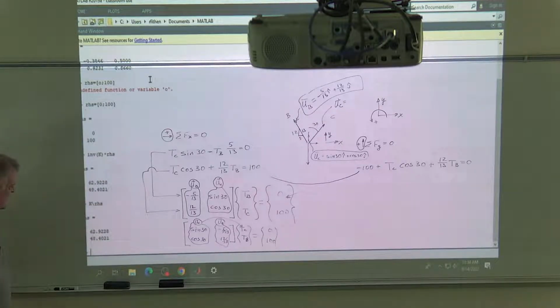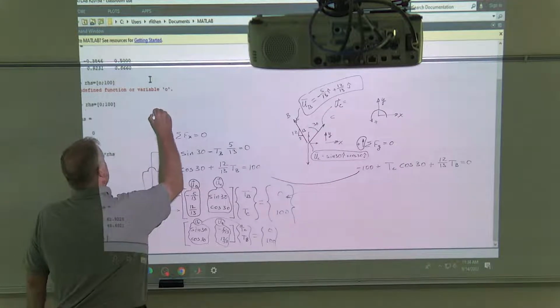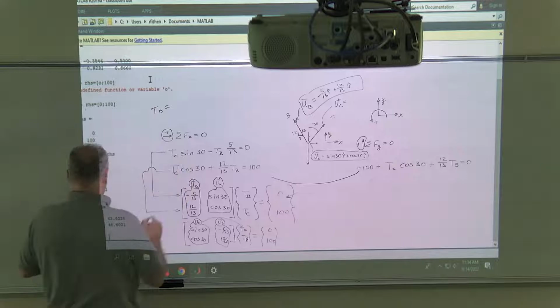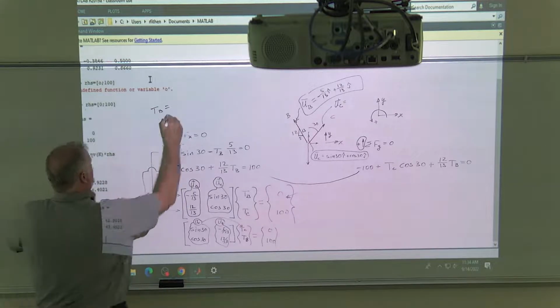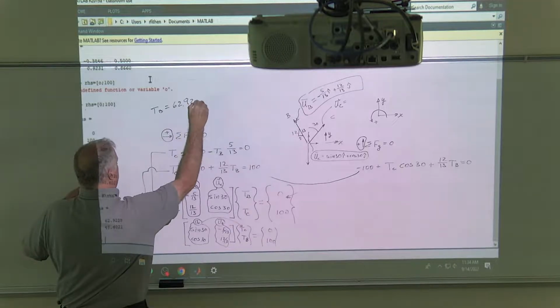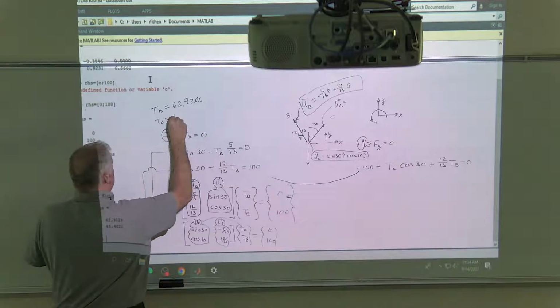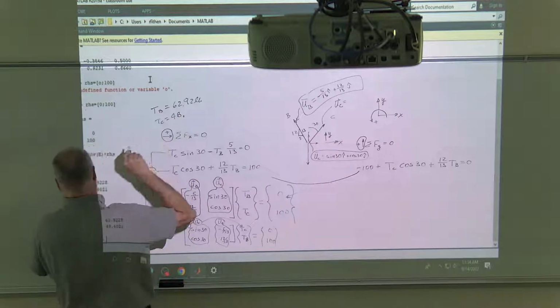answers, but what you end up with is the tension in B becomes the first entry, 62.92, and the tension in C is equal to 48.4.